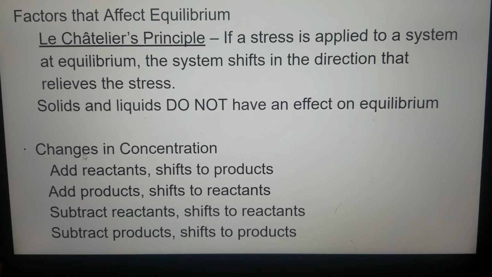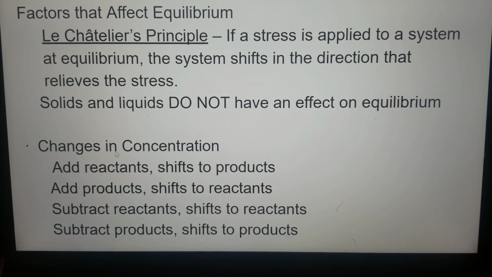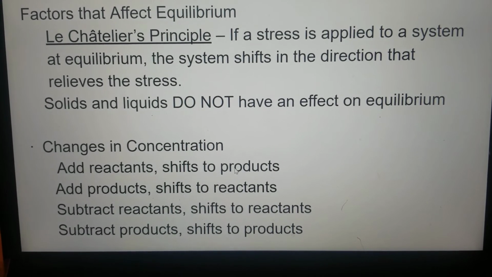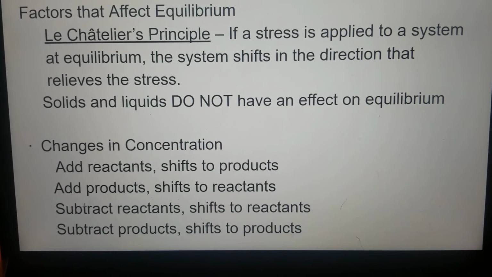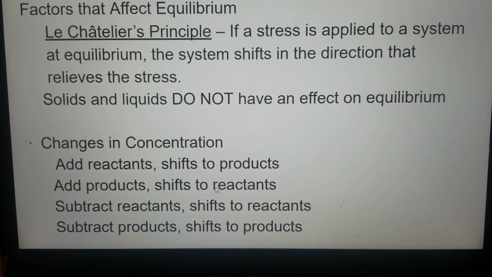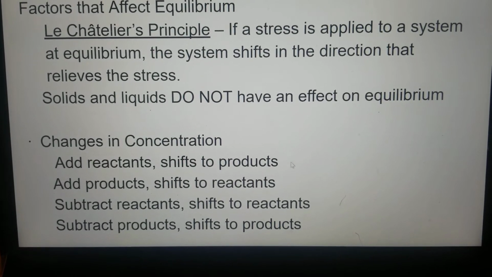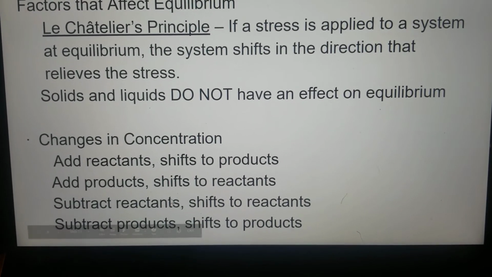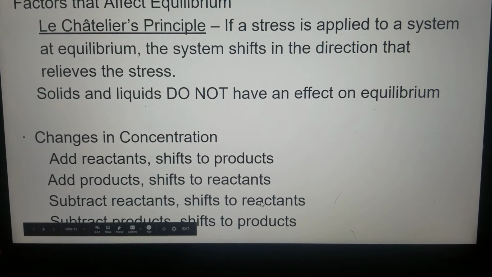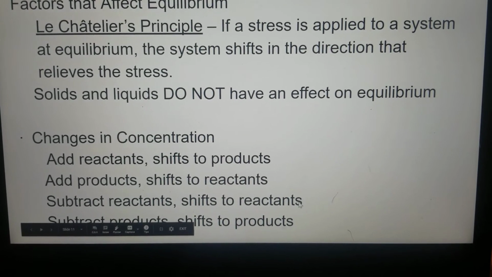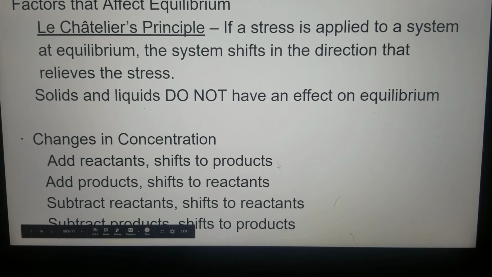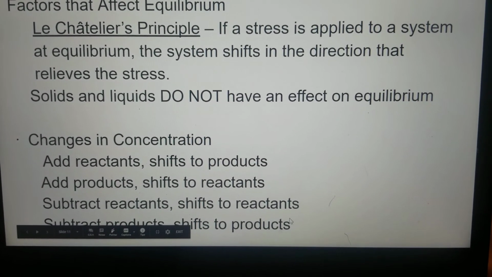So the first factor that affects equilibrium is changing the concentration. For example, if you add reactants, then the equilibrium is going to shift to the opposite side, which is going to be to the product side. If you were to add more of the products, then it would shift to the reactant side, again, to the opposite side. So add opposite, if you guys remember that from last year, add opposite. Now, if you remove or subtract reactants, then it's going to shift to the same side, which is the reactants. If you were to subtract or remove products, then it would shift to the same side, which is the products. So subtract, same. So one more time. Add opposite, subtract, same.